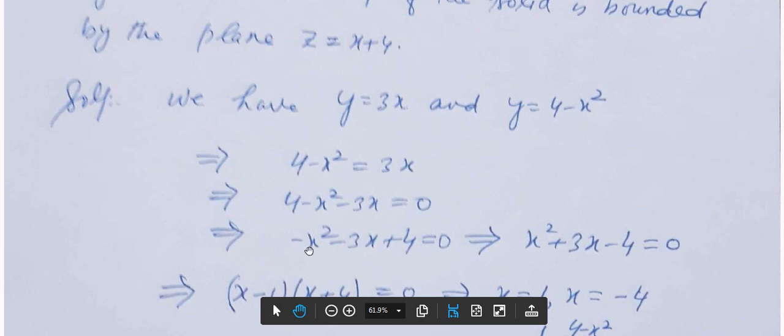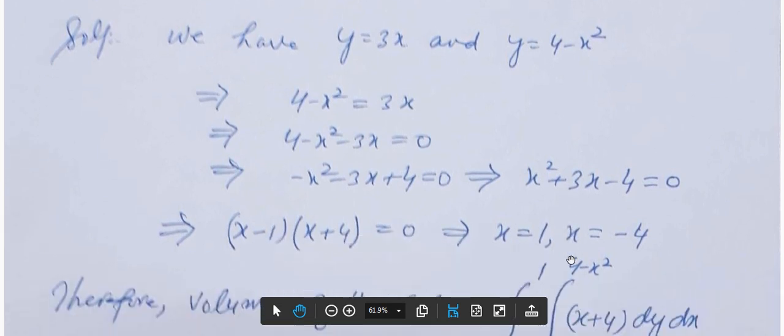Now you can take the minus here, so this will be x squared plus 3x minus 4 is equal to 0. And then you can factor. If you factor x squared plus 3x minus 4, you know it will be (x minus 1)(x plus 4). Why? Because plus 4 minus 1 is plus 3, and if you multiply minus 1 with plus 4, this will be minus 4.